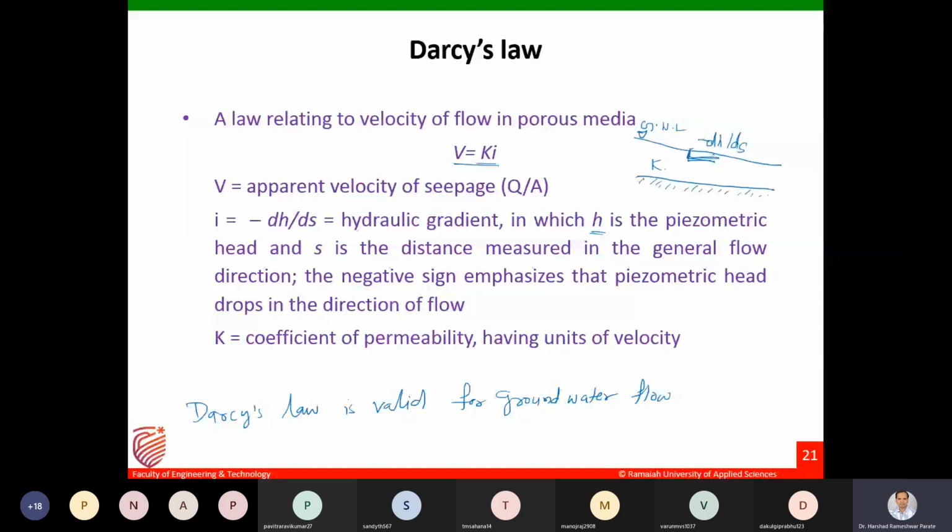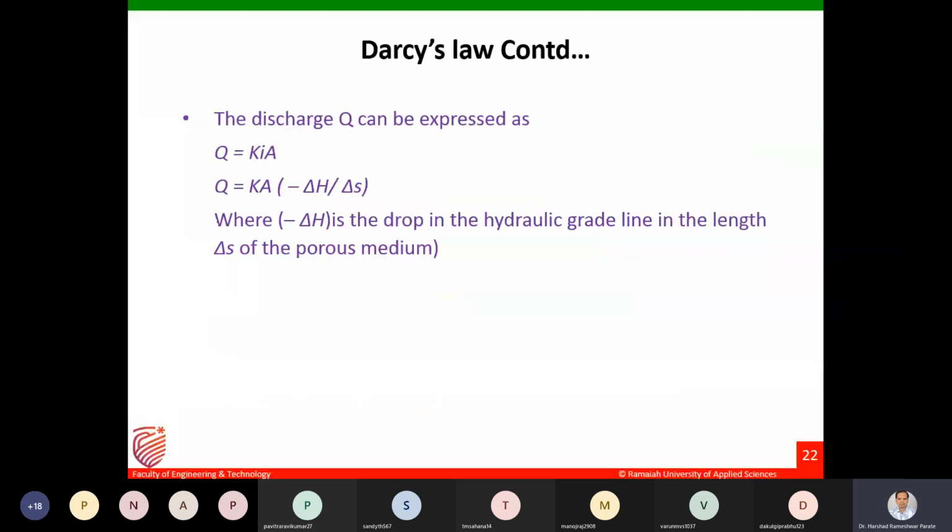If you want to write in terms of Q, Q is equal to A into V. If you substitute V here, Q is equal to K into I into A. So Q is equal to KiA. That's how we calculate the discharge through the groundwater system if you know the area. I can write this in the form of minus delta H by delta S, where minus delta H is the drop in the hydraulic grade line. That is the drop of this particular line. So the slope of this particular line gives delta H by delta S.